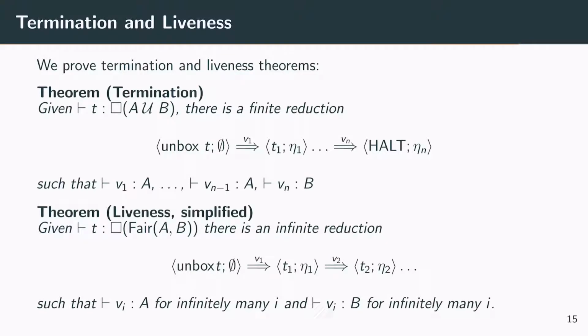And for the type of fair streams, we can indeed prove that we get an execution that produces an infinite number of values of type A and an infinite number of values of type B. So none of the two are starved.